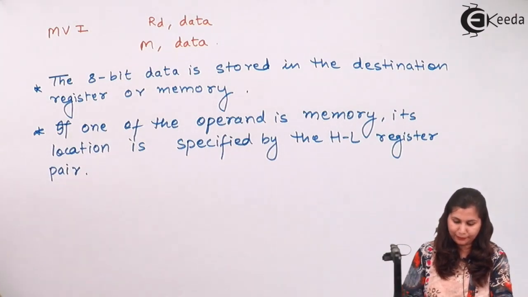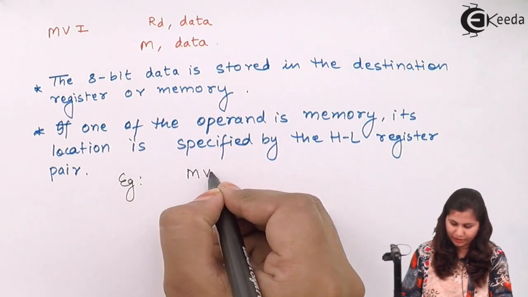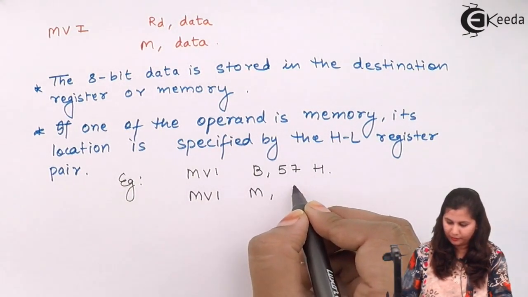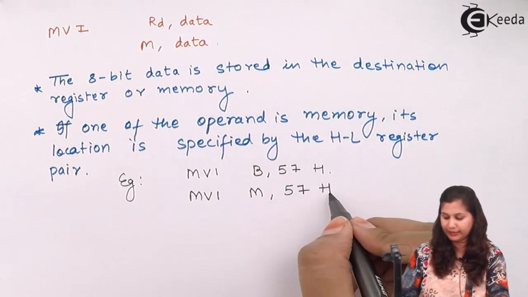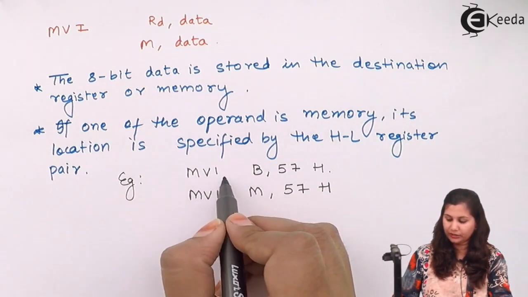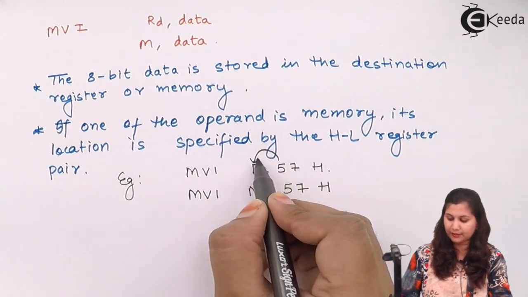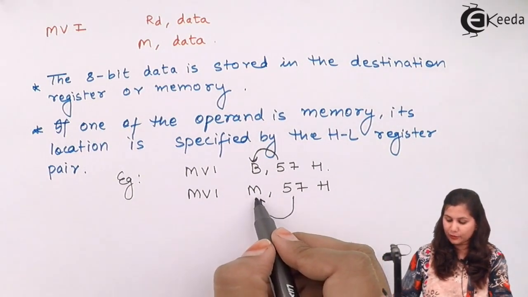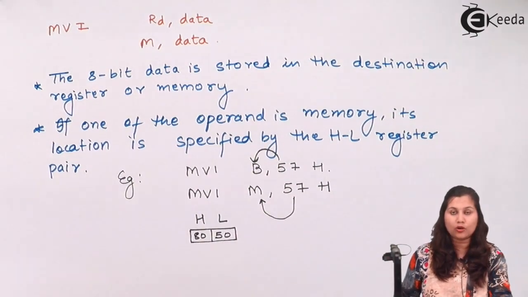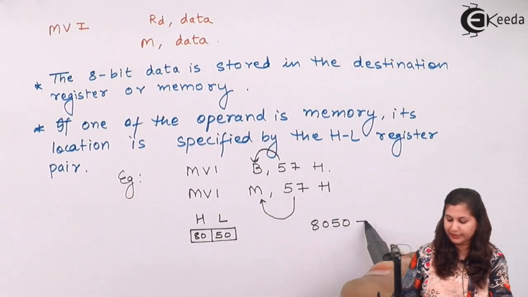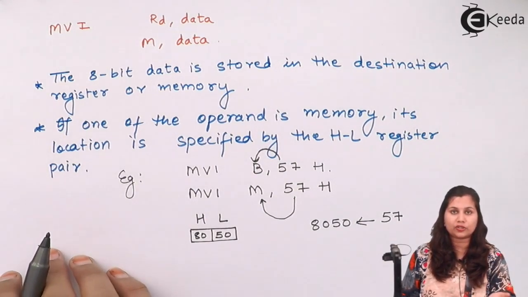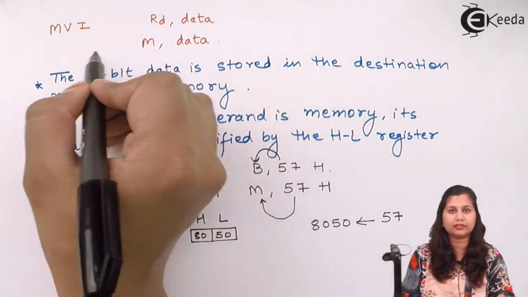If we take examples, then examples of this instruction are MVI B comma 57H, or it can be MVI M comma 57H. H here denotes that this number is in hexadecimal notation, and MVI is move immediate data. So it is moving the data which is given in the instruction into the register B, or to the memory location M. The address of this memory location is specified by the HL pair register. Suppose the HL pair register is having 8050, so at this memory location, this number 57 will be copied. So earlier we moved the contents of a register or memory to another register. Here we are moving the data to the register or memory.